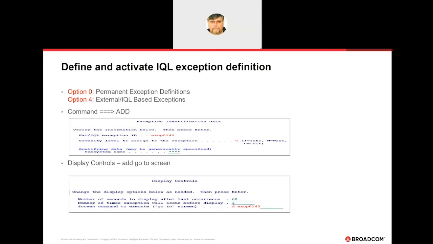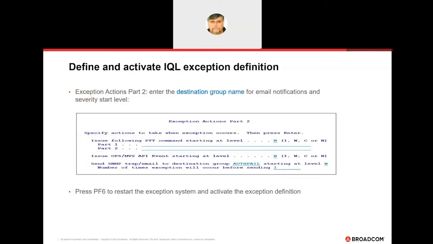The other thing we want to change is on exception actions part 2, where we want to add the destination group so we get the email sent to the people that we want them sent to. Once this is all done, the system will prompt us to hit PF6 to restart the exception system and activate this new exception.